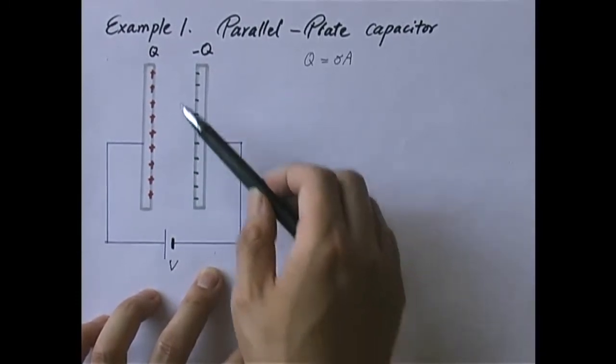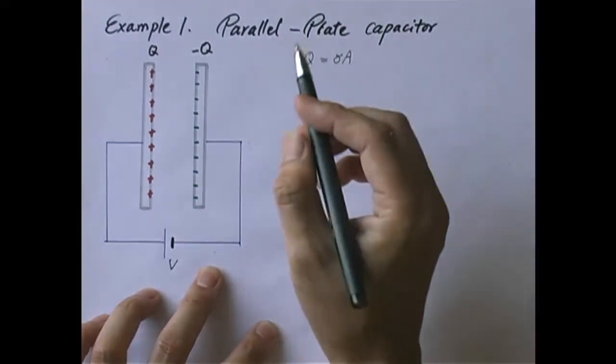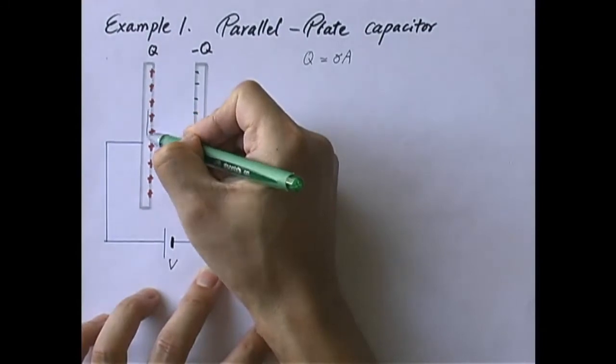But how do we know that this Q and that negative Q must have the same exact magnitude? Well, that in fact is not that hard to show. All we have to do is draw a clever Gaussian surface. So let's draw a Gaussian surface like this.